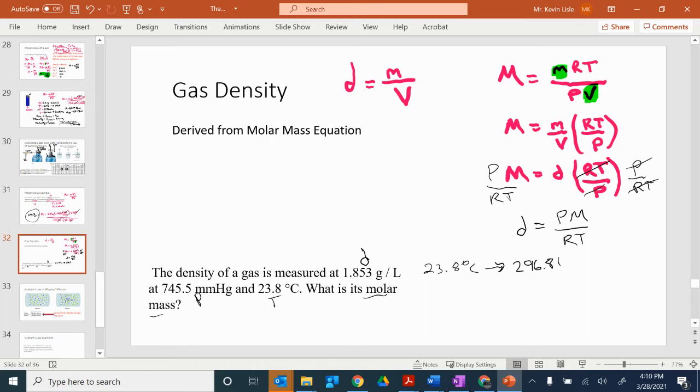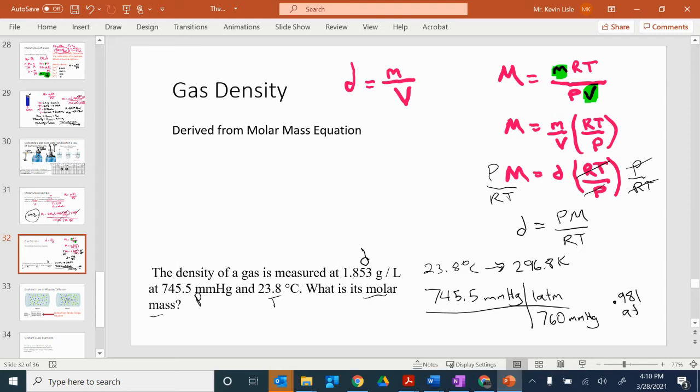And I also need to change my pressure from millimeters of mercury into atmospheres. There are 760 millimeters of mercury in one atmosphere. So on my calculator, 745.5 divided by 760, and I get 0.981 atmospheres.